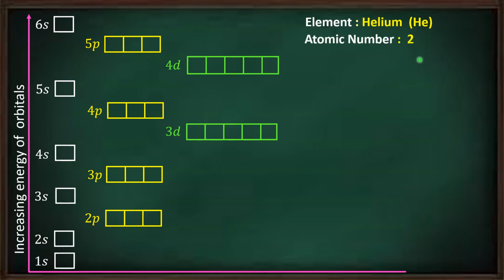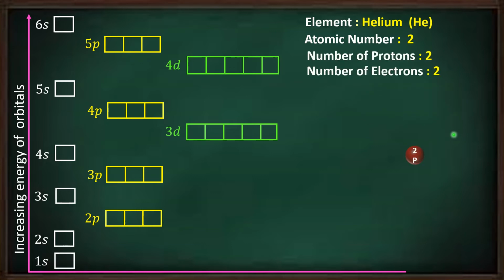Atomic number 2, number of protons 2, number of electrons 2. The nucleus has 2 protons and 2 electrons revolve around this nucleus in the first orbit, and we have to place these electrons in the orbitals. The first electron enters into 1s orbital. The second electron pairs up with this electron. So the electronic configuration of helium is 1s2.